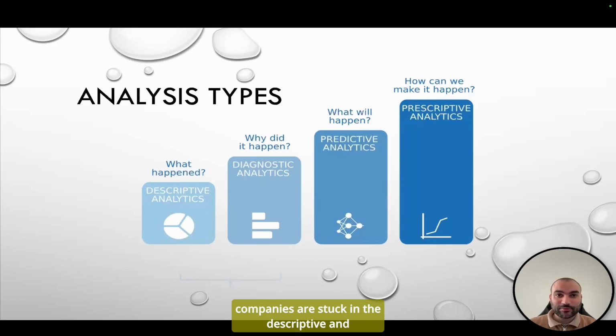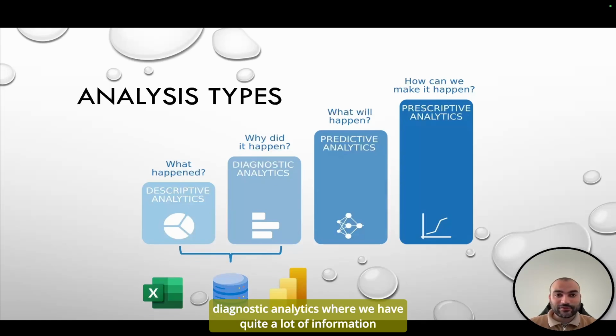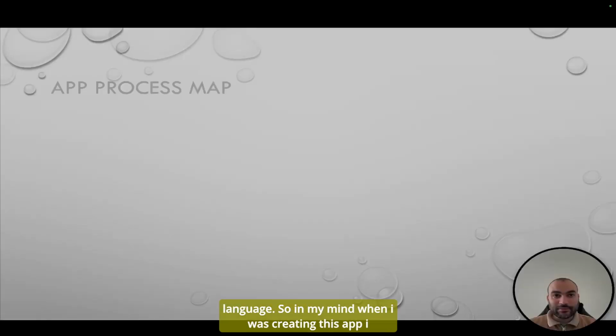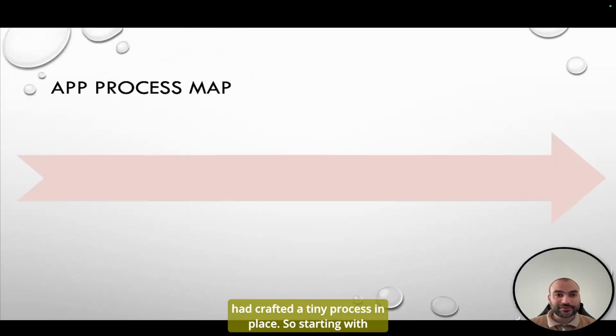The majority of construction companies are stuck in the descriptive and diagnostic analytics, where we have quite a lot of information stored on databases or on spreadsheets, and normally Power BI or Excel are used to undertake the analysis of this data. But when you try to move forward to predictive analytics, that's where a programming language is going to be needed. Definitely Power BI has the capability to embed Python and R code inside of it, but it definitely has a substantial amount of limitations. That's why if you want to create a solution in predictive analytics, you will have to rely mainly on a programming language.